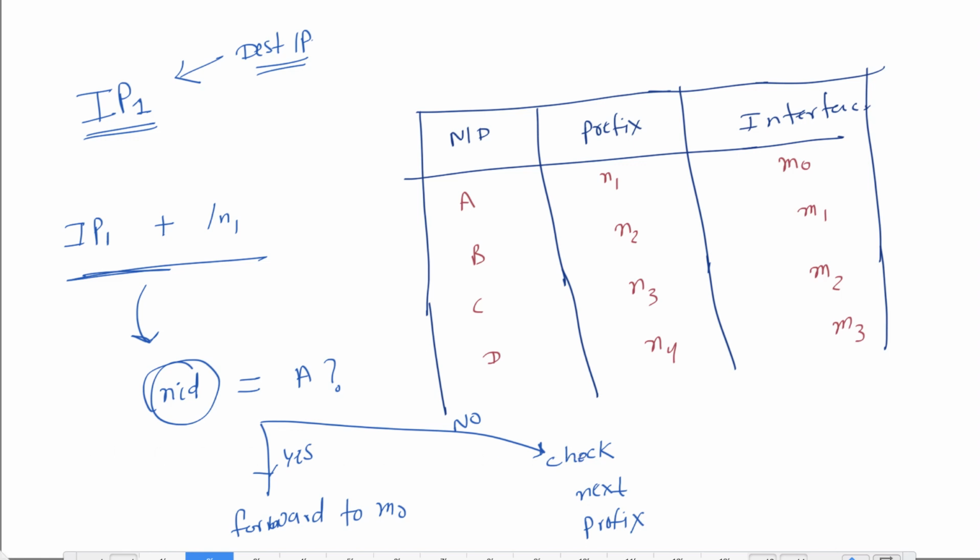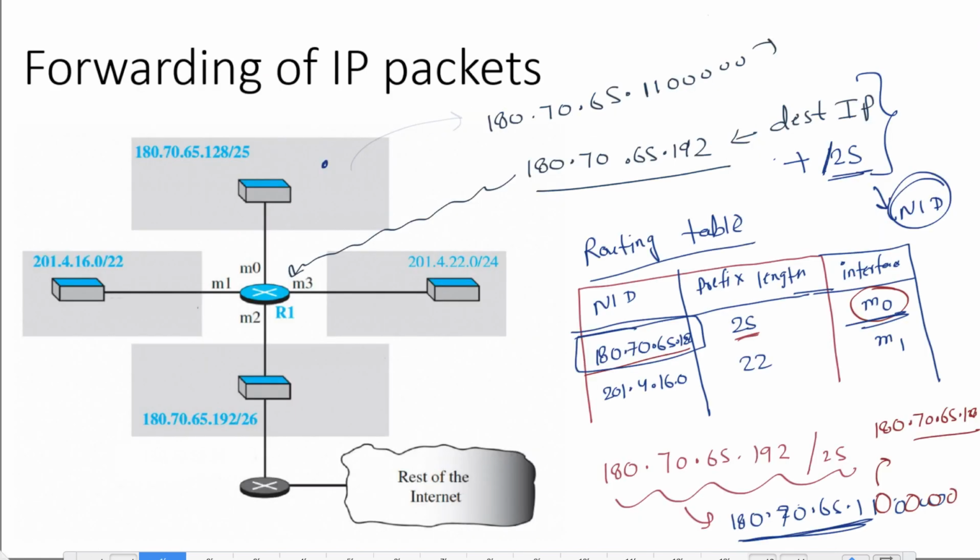So we are going to say that if the network ID we get after applying the prefix matches the network ID in the table, that is logical in fact. If this IP address belongs to this network, then this IP address has to have the same network ID, right? So that is why it makes sense. That's how the forwarding of an IP packet happens. I hope you got the idea.